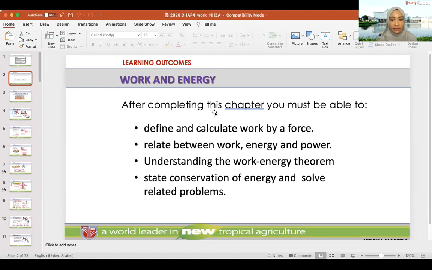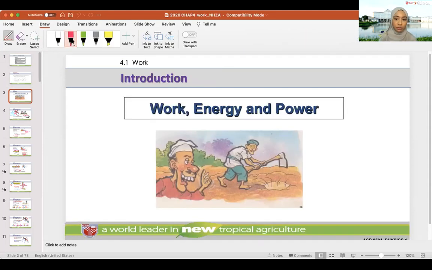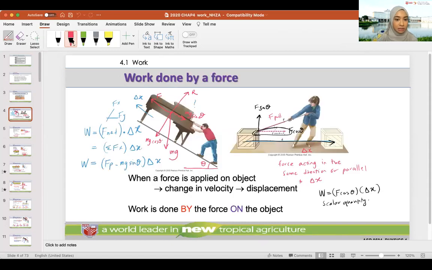So after completing this chapter, you must be able to define and calculate work by a force, relate between work, energy and power, understanding the work energy theorem, and then state conservation of energy and solve related problems. So conservation of energy ni, you call it keabadian tenaga in Malay, if you are familiar with that term. Okay, keabadian tenaga. Okay, so don't know why this guy is here. Tak tahu apa relation dia.